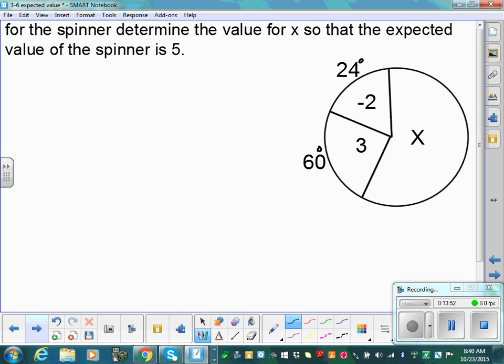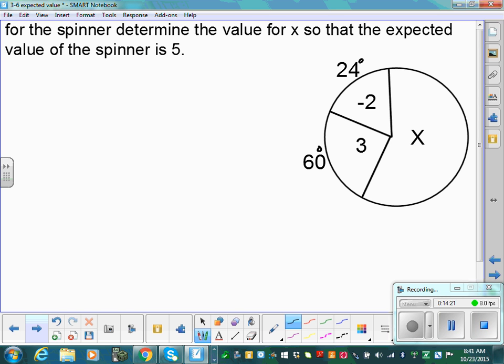So looking at this example, it says, for the spinner, determine the value for X so that the expected value of the spinner is 5. So this time we're not asked to find the expected value. We couldn't find the expected value because we have a variable in here. Instead, given that the expected value is 5, find the value of X so that the expected value of the spinner is 5. So we're given that the expected value is 5.